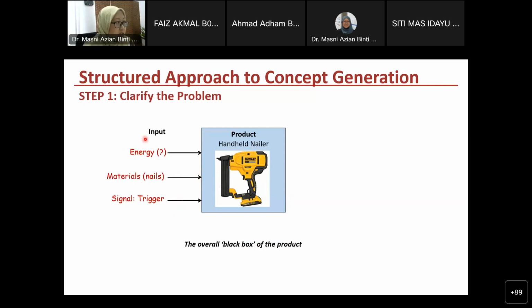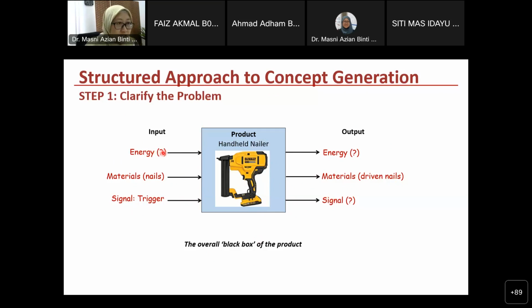So the next thing is, when we provide this kind of input to the product, what will happen? What will happen is basically its output. So the output is that, okay, we give some energy, maybe it will release some energy as well. So for nails in terms of material, we insert the nail, and the output is that the nail is being driven into the material. So that is the output. Okay, what happened after you pull the trigger. So if the signal is the trigger, what is the output over here? So this is basically the big idea of how the product operates.